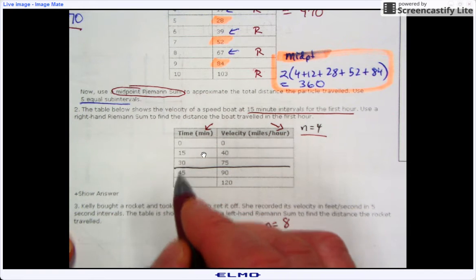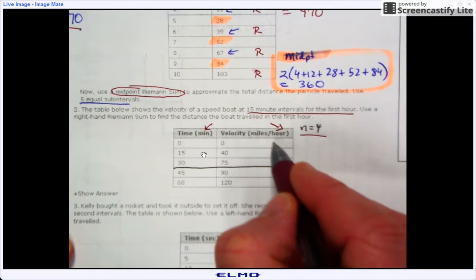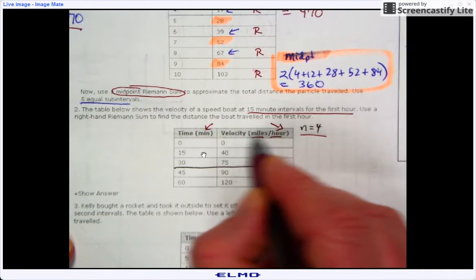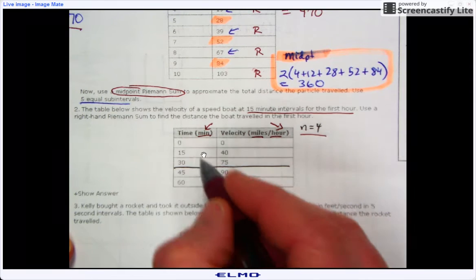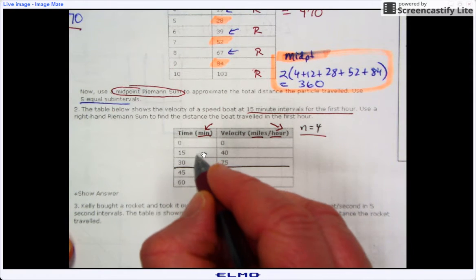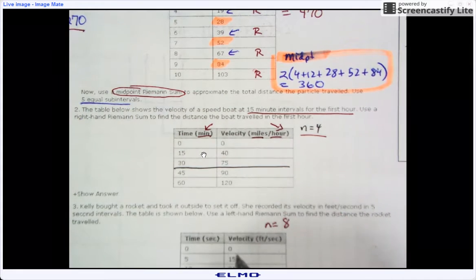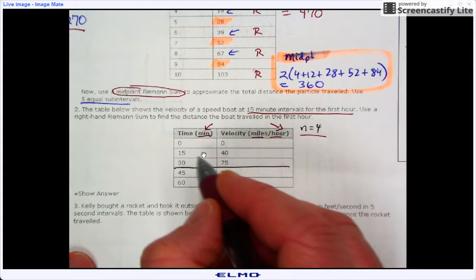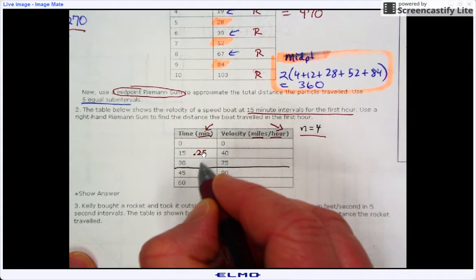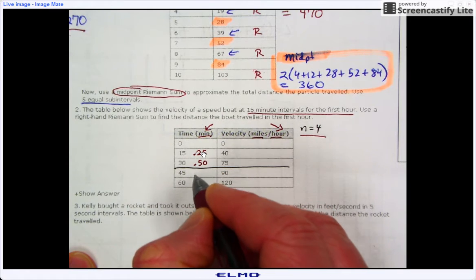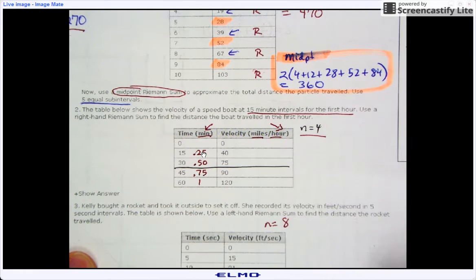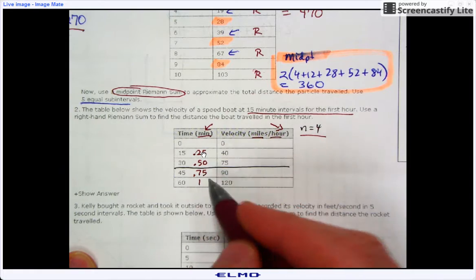And so all of these are 15-minute intervals, which is, if you notice here, this is in miles per hour and this is in minutes. So I'm going to change this. These are quarter hours. So if you change that, it becomes 0.25, 0.5, 0.75, and 1. So that we have our table.